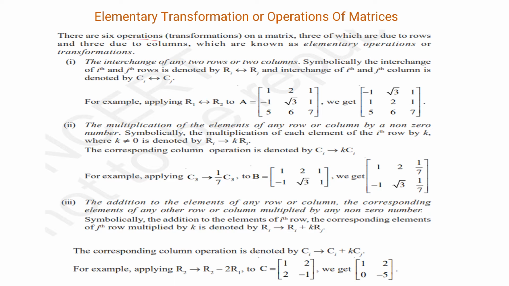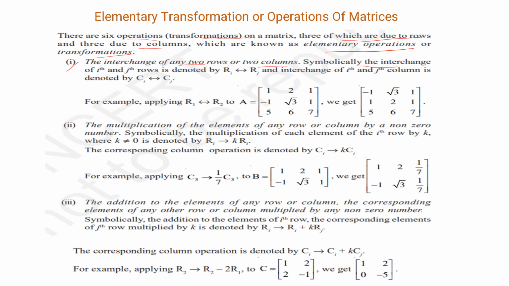There are 6 operations or transformations on a matrix, 3 of which are due to the rows and 3 are due to columns, which are known as elementary operations or transformations. So let us see one by one. Number 1 is the interchange of any 2 rows or any 2 columns. That means we can interchange any 2 rows and any 2 columns.